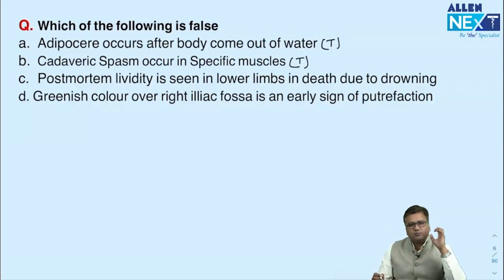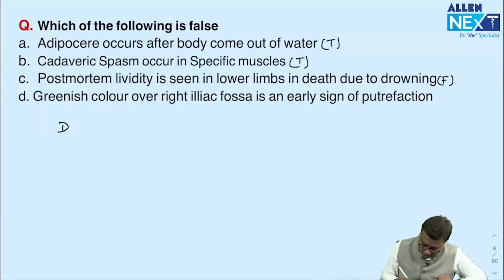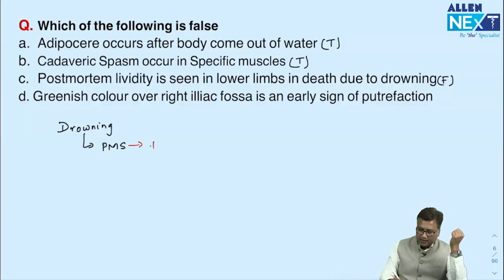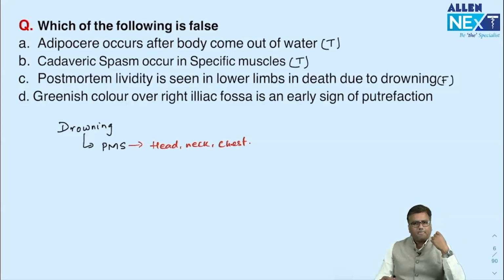Then third is post-mortem lividity is seen in lower limbs in death due to drowning. Now, this seems to be a false statement because in drowning, post-mortem lividity or post-mortem staining, as we say it, is more commonly seen in head, neck, and chest areas. And that too, if the drowning has a still water where the body is still, it is not rotating or revolving all the time.